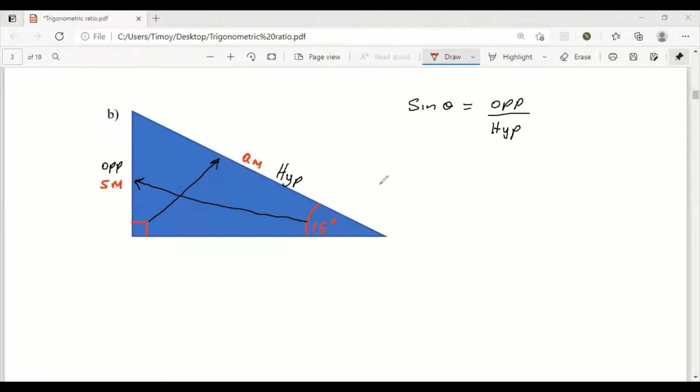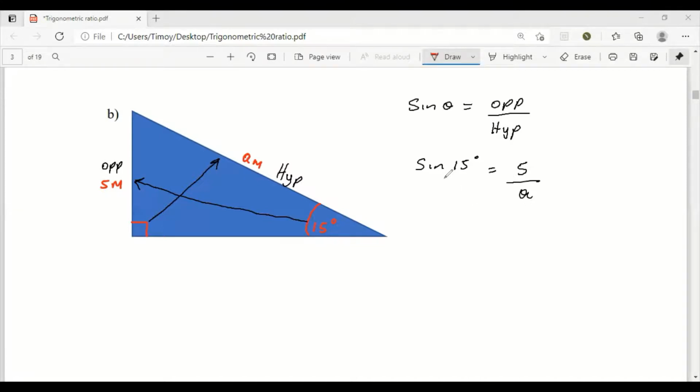Now it's all about substitution. What is theta in this case? It is given, that's 15 degrees. So sine of 15 degrees is going to equal the opposite length, that's given as 5, all of that over A, which is what we want to find. We want to determine the value of A.